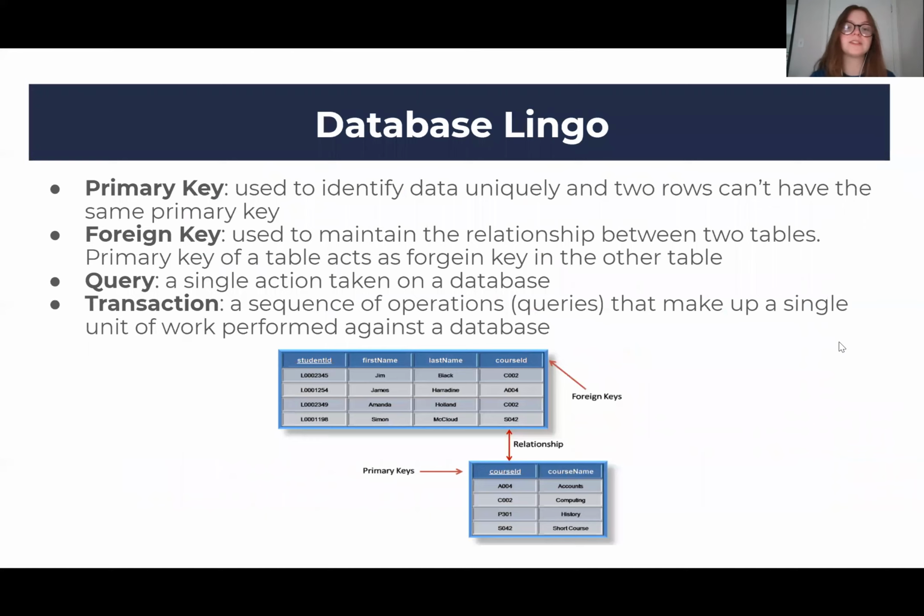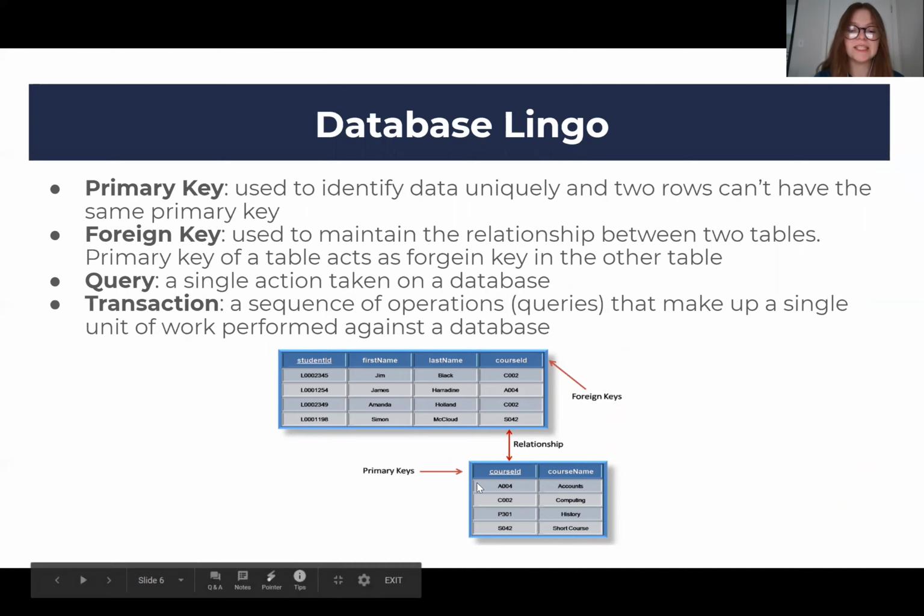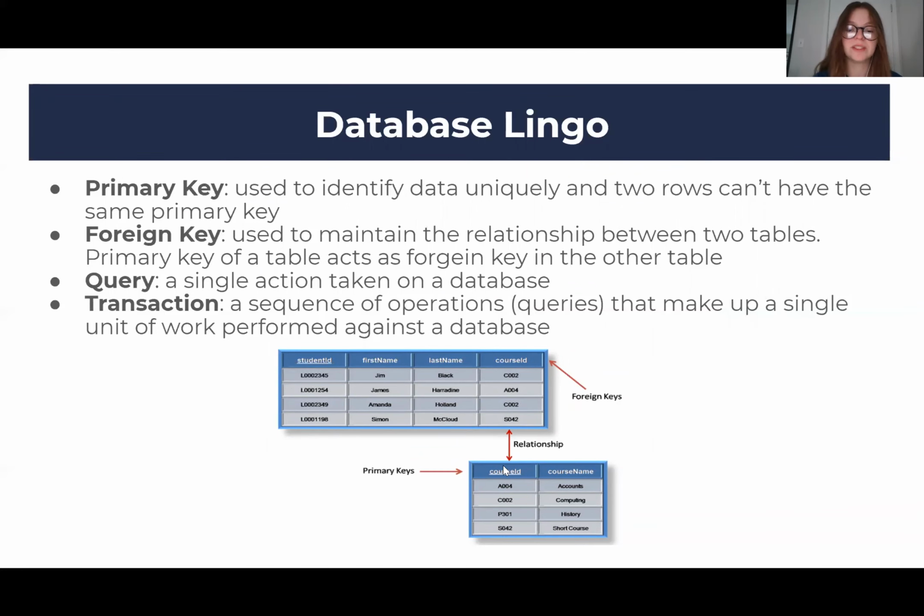And so let's talk about some database lingo. A primary key is very important in a database, and it's used to uniquely identify data. And a foreign key is a primary key in another table that maintains a relationship between these two tables. Like in the example below, you can see that the primary key is course ID in this table, and then course ID is also in the other table. And so that is a foreign key that maintains a relationship between these two tables. And so just having course ID, you can access tons of other information.